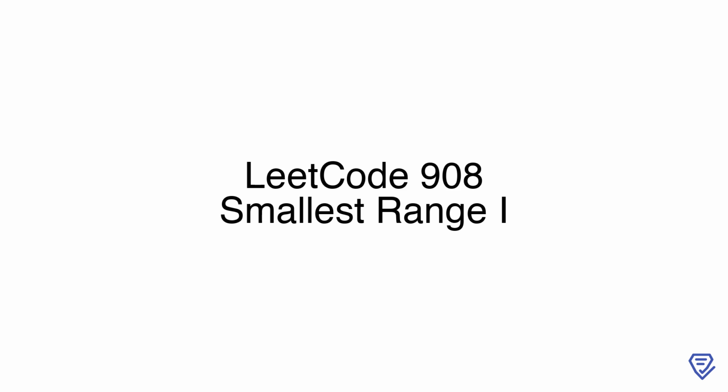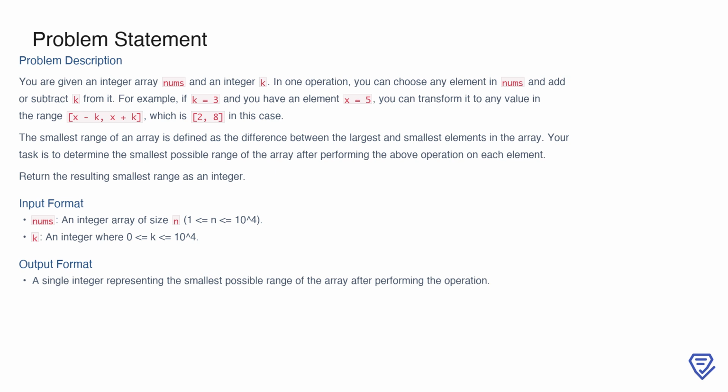Let's get started. The problem asks us to work with an integer array called nums and a given integer k. We can perform an operation on any element in the array where we either add or subtract the value of k. For example, if an element in nums is 5 and k is 3, we can adjust this element to any value between 2 and 8, since 5 minus 3 gives 2, and 5 plus 3 gives 8.